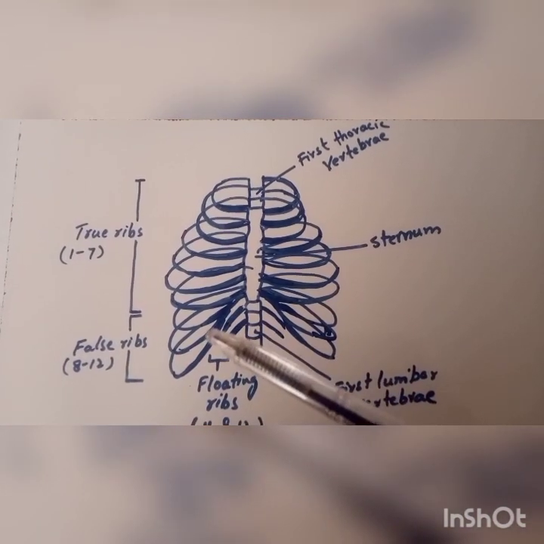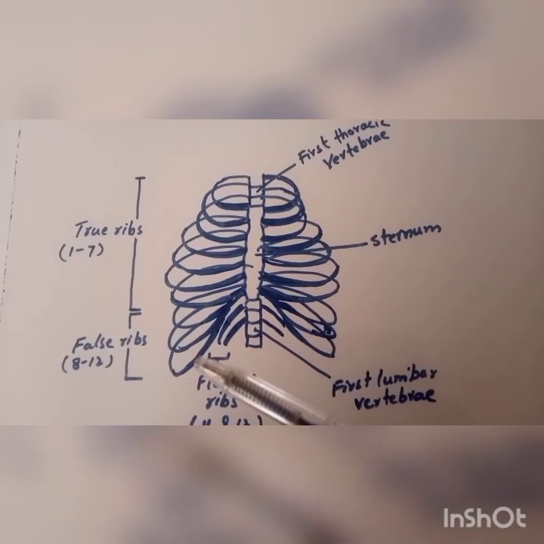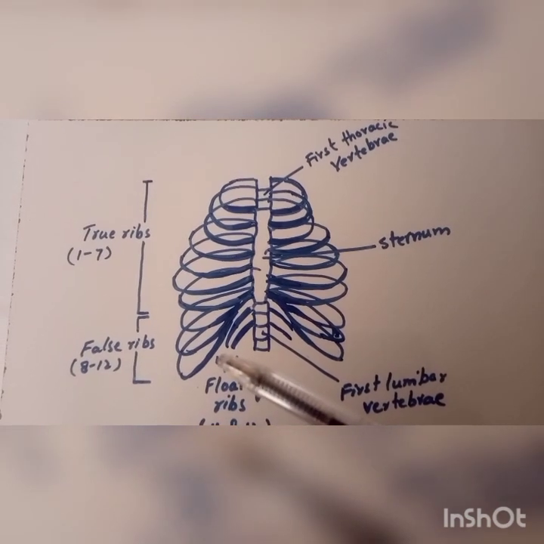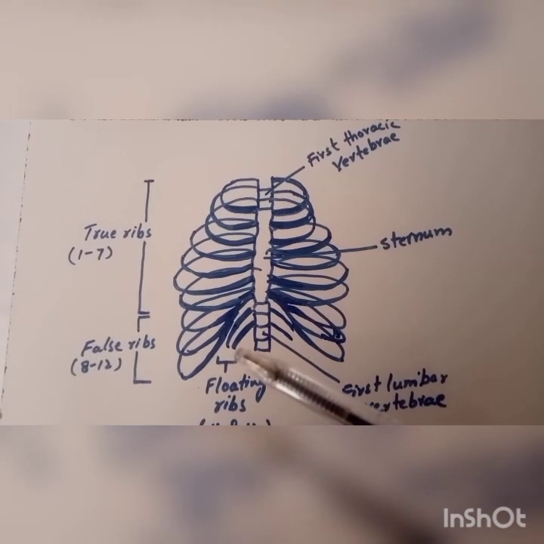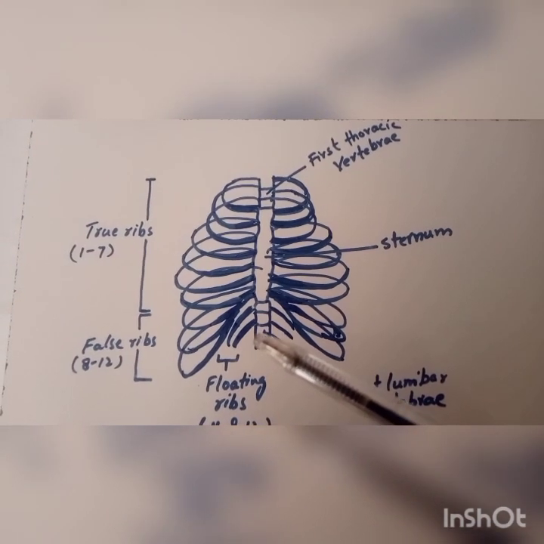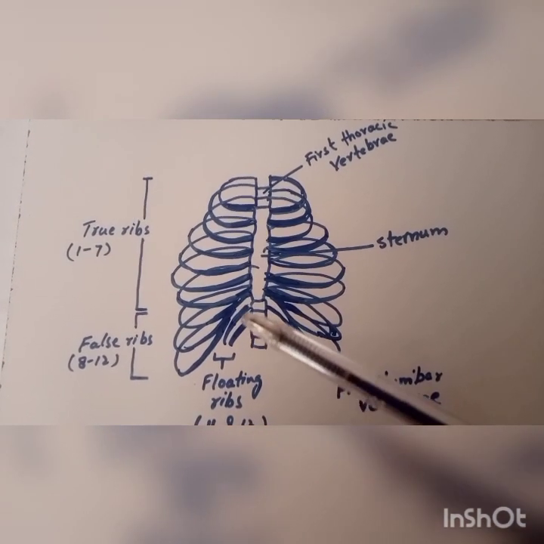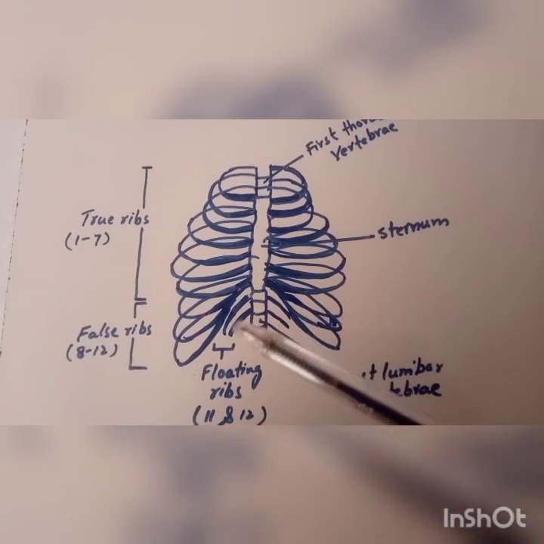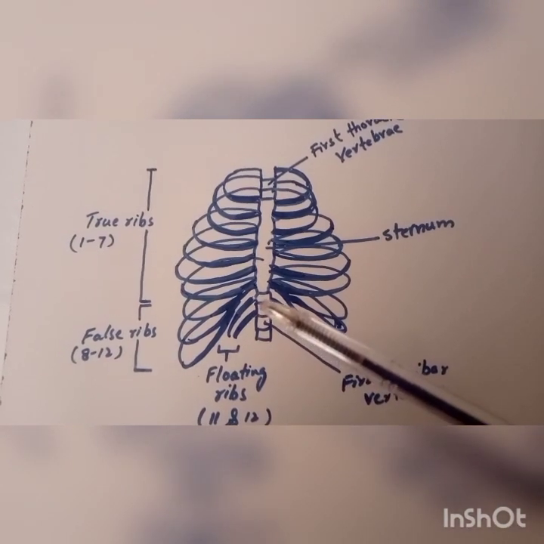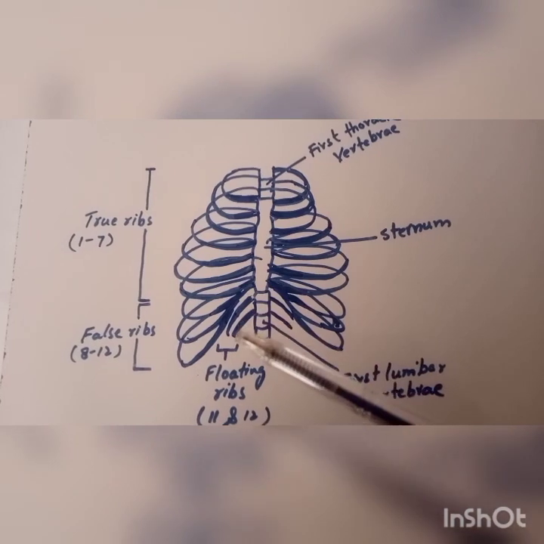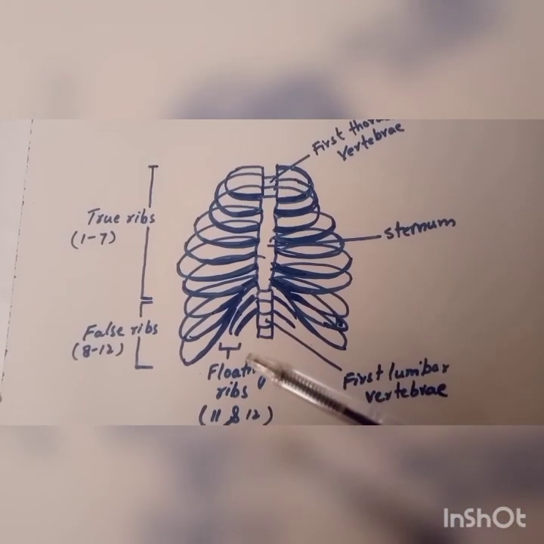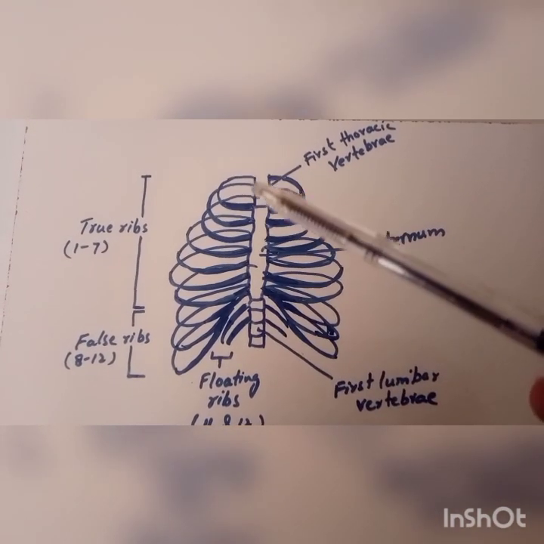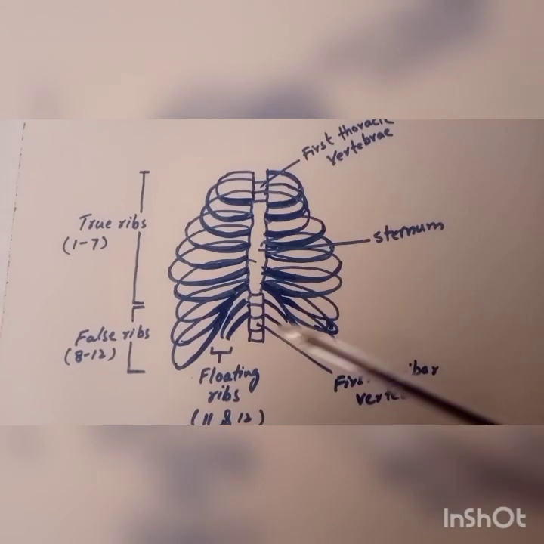That is 1, 2 and 3. The lower 2 pairs of ribs are not connected in front and are known as the floating ribs. That is floating ribs, 11 and 12 pairs. They are not attached in front, so these are known as the floating ribs. So there is the thoracic region where ribs are present.